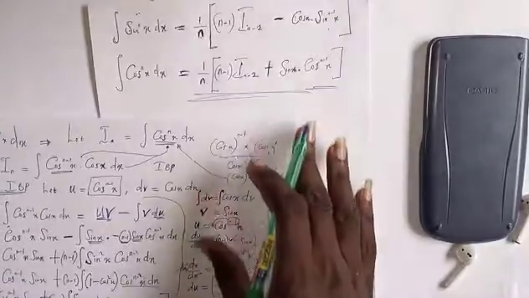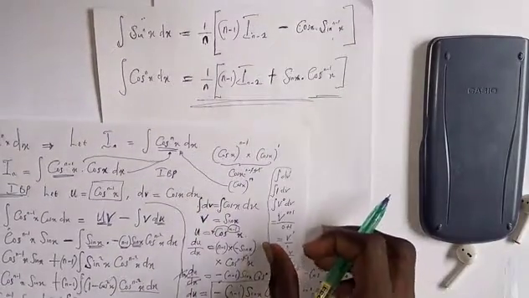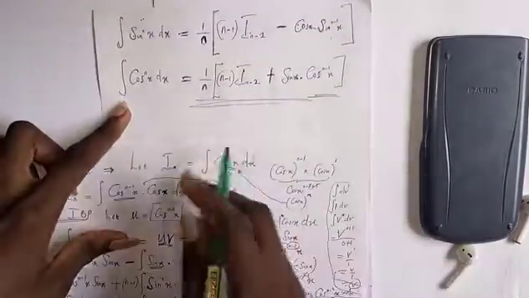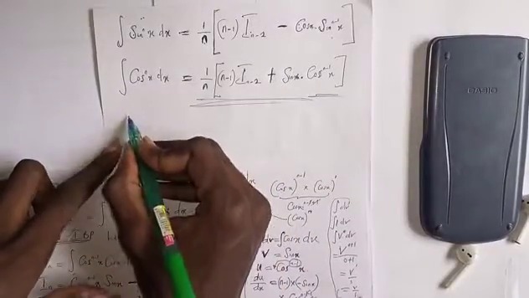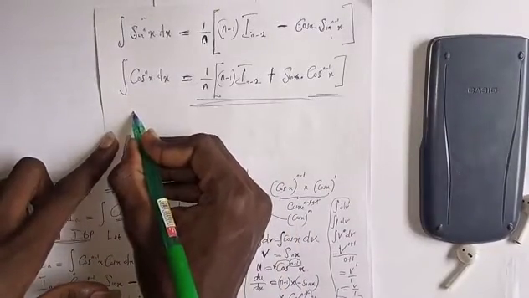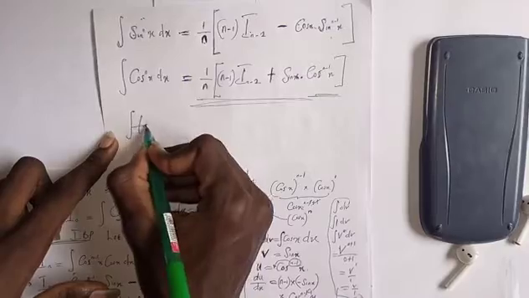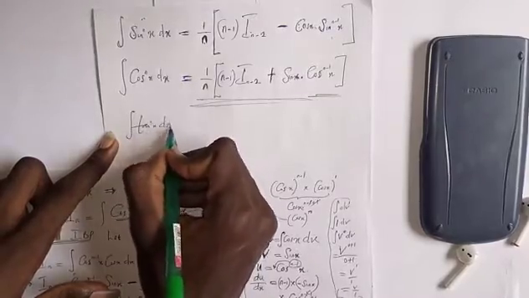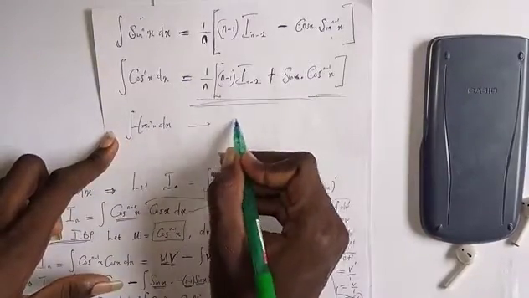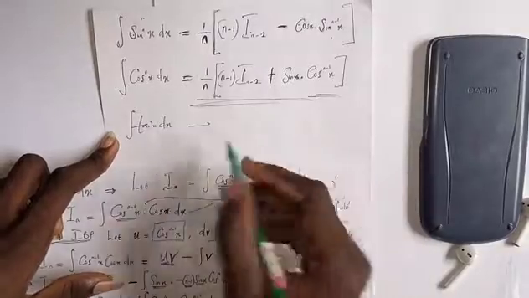So for the next video, I'm going to show you how to get the reduction formula for tan nx, and then followed by cot nx, then sec and cosec.